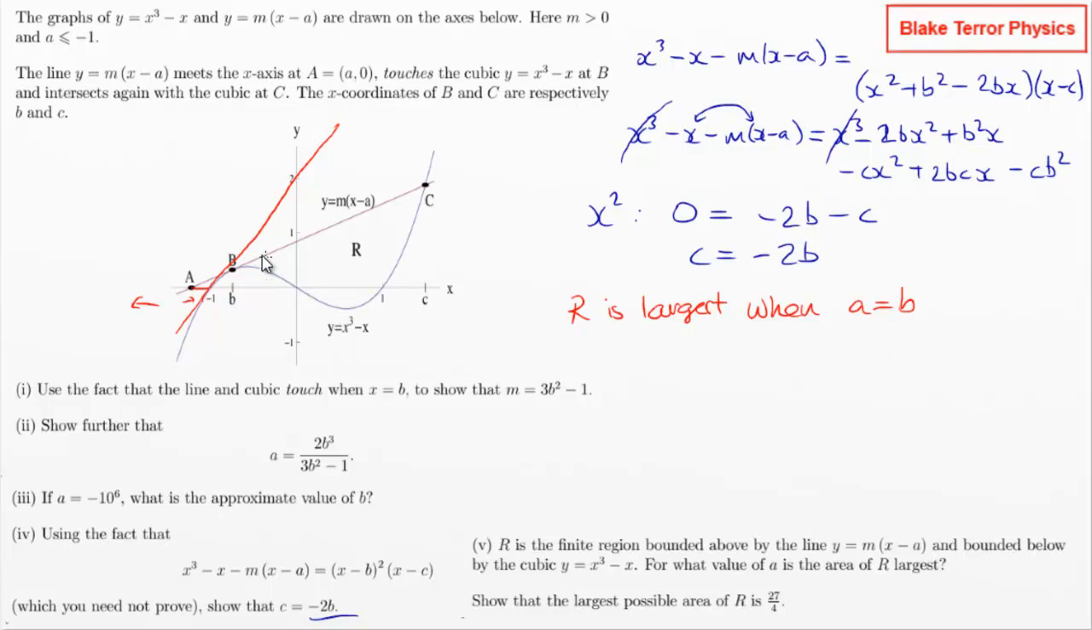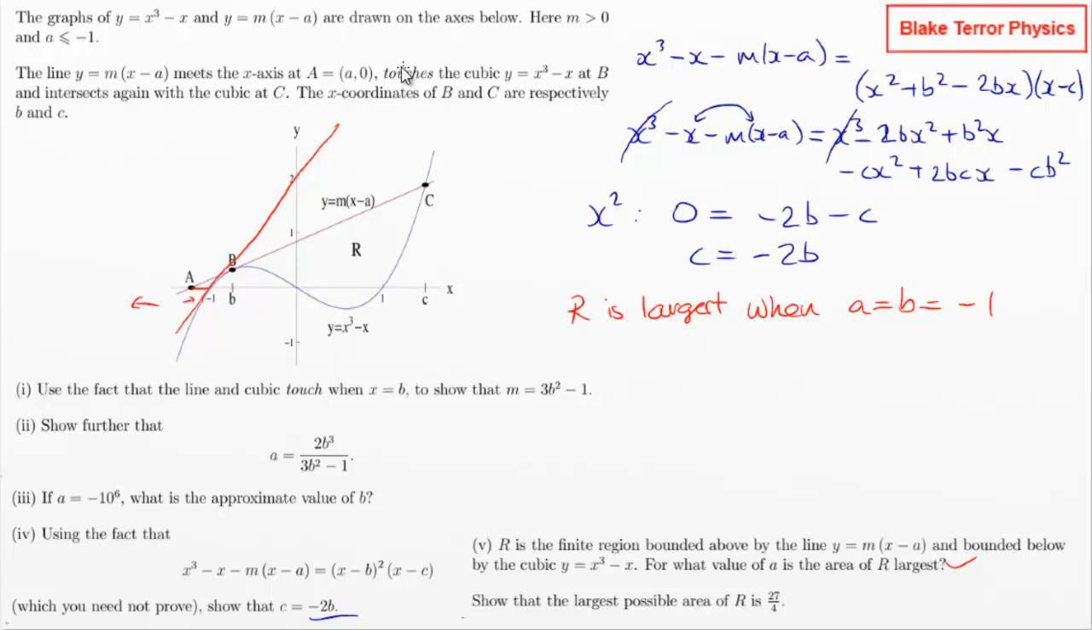And what value would that be? That's going to be at -1 for x. So we've got all of those. So what am I trying to do? That's the value of A for which R is largest. Right, I've done that. Show that the largest possible area of R is 27/4.